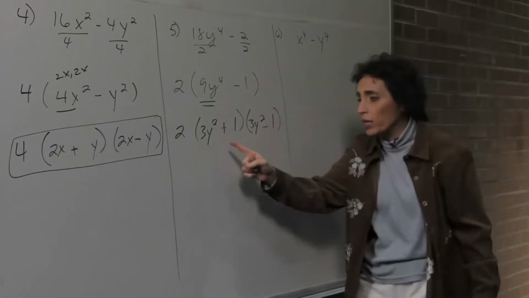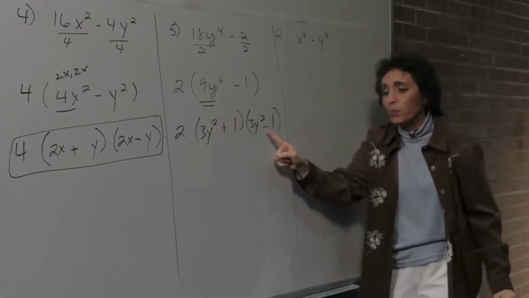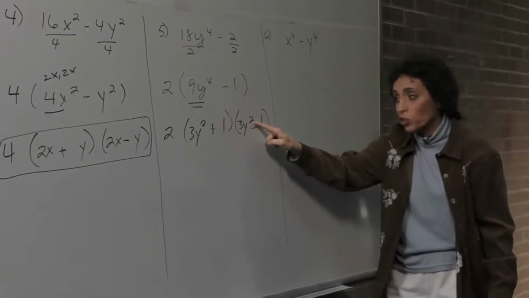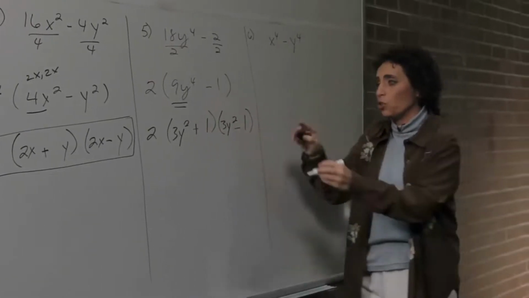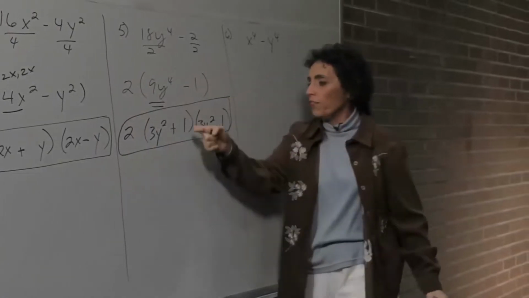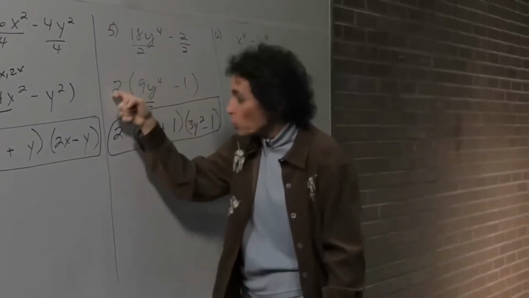This is not linear, we have to check. Two terms, this is not the difference. This is, but it's not the difference of two squares, because 3 is not a perfect square. Y squared is, 1 is, but 3 is not. So you are done there. You have to know when you're done. If you multiply this times this, you will get here. Then this times the 2, you will get here.